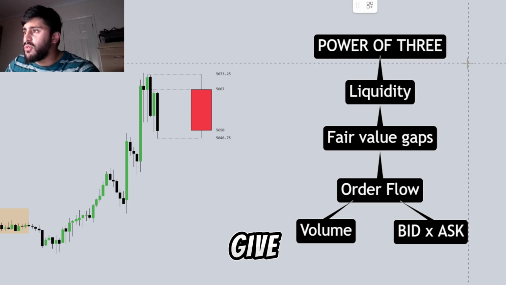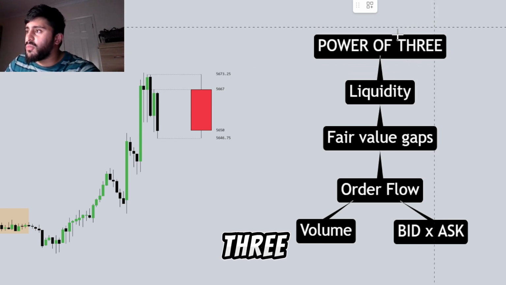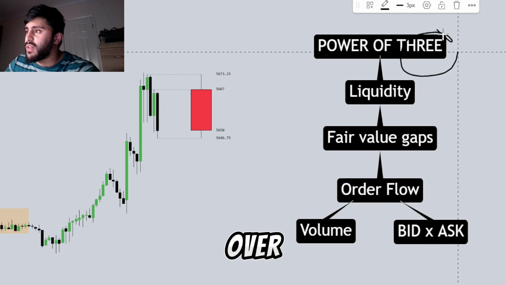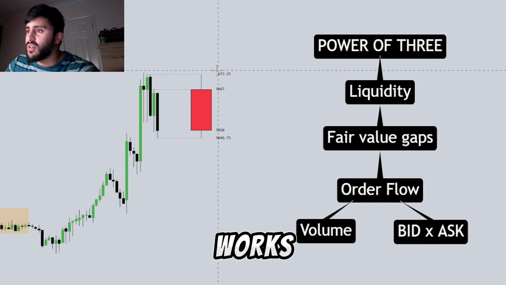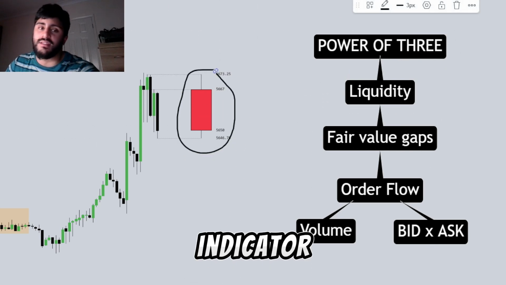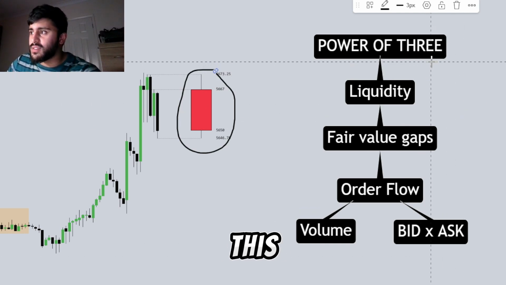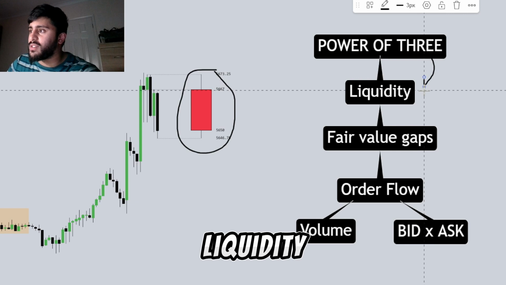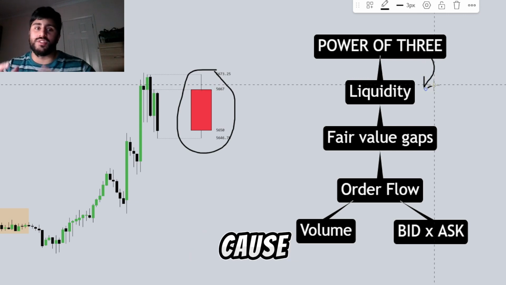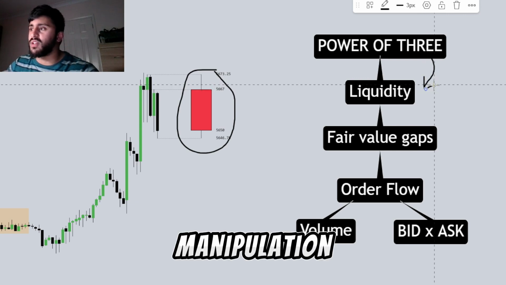So let me give you an example, right? You're using the power of three, and we all understand this indicator over here. We all understand how this indicator works, right? So we're using this indicator, but this indicator alone has to be used with other concepts. Let's break this down, right? You need to understand the liquidity sweep. Liquidity is very important because it gives you context on where the manipulation has occurred, right?